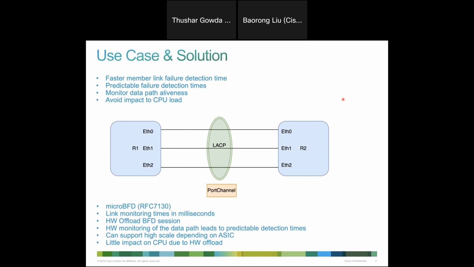The solution that we are proposing is to use micro BFD. It provides link monitoring times in milliseconds. We can offload the BFD session to hardware. Because we are monitoring through the hardware, we have predictable detection times. We can support high scale based on the capability of the ASIC. And since we are offloading the BFD session, there is little impact to the CPU.